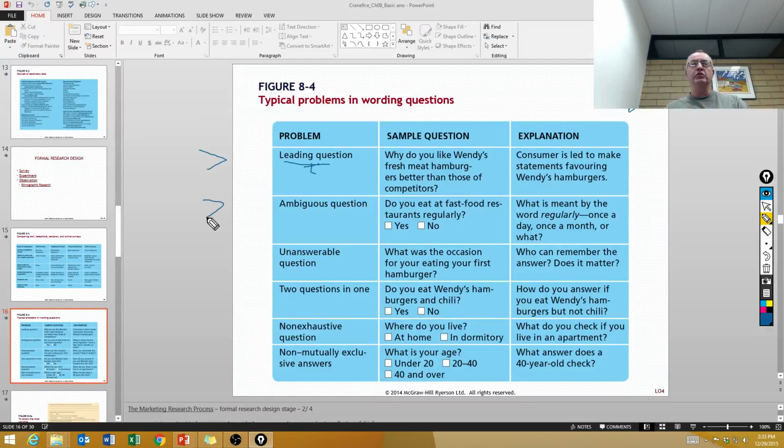Sometimes we can have ambiguous questions because they use vaguely defined terms. The example from the book is, do you eat at fast food restaurants regularly? It's a hard question to answer because we don't know what the word regularly is intended to mean. Does it mean every day, every week, every month, every year? And then sometimes questions can be poorly worded, and we have an unanswerable question, or a question that is irrelevant.